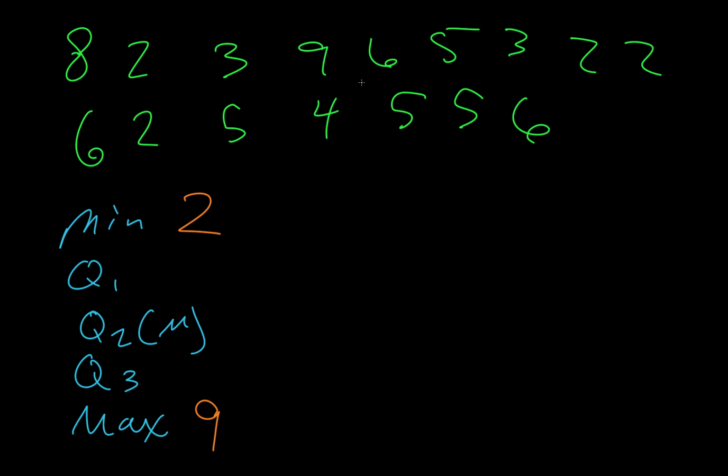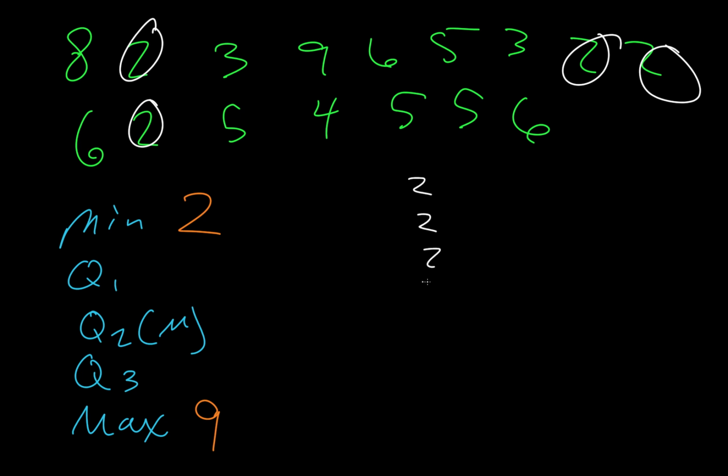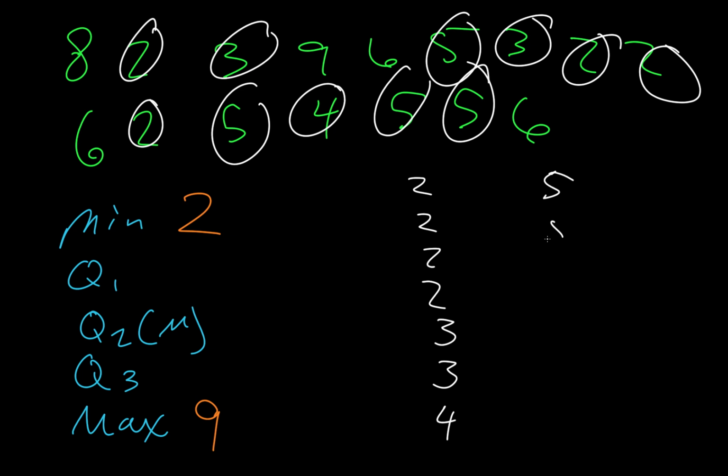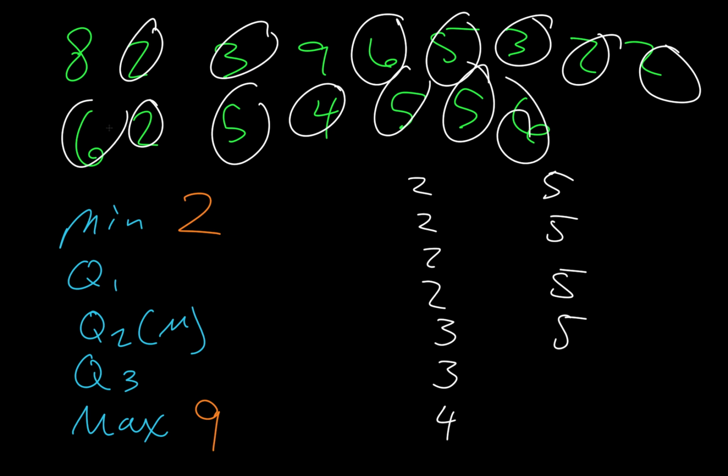Let's put it in order. We have 4 2s: 2, 2, 2, 2. Then we have 2 3s. We have a 4. We have 4 5s, 3 6s, and then an 8 and a 9. Okay, so that's in order if we go down like this.